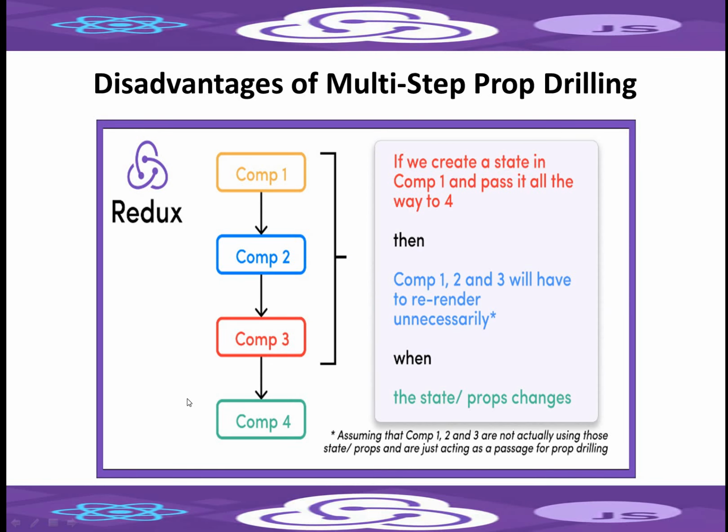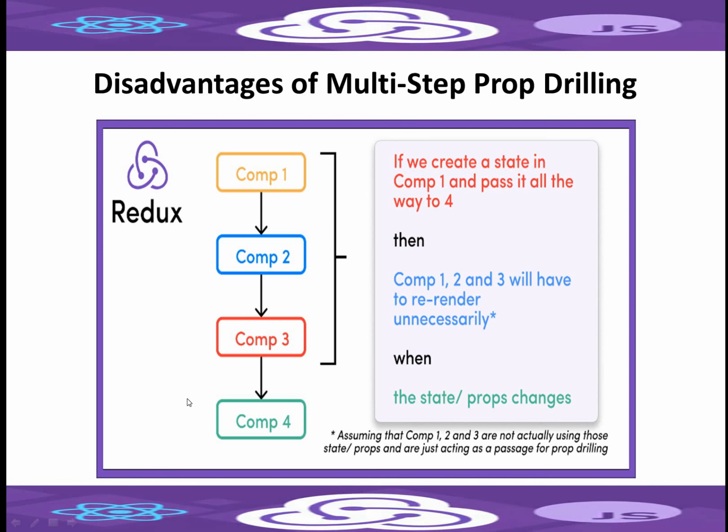This one, the disadvantage of multi-step prop drilling. Assuming that components 1, 2, 3 are not actually using that state and props and are just acting as a pass-through for prop drilling, right? Let's suppose we're making some changes in component 4. If we create a state in component 1 and pass it all the way to 4, right? So the root component, the parent component, is component 1. Now here we create the state, then we can pass that to child 2, child 3, and child 4.